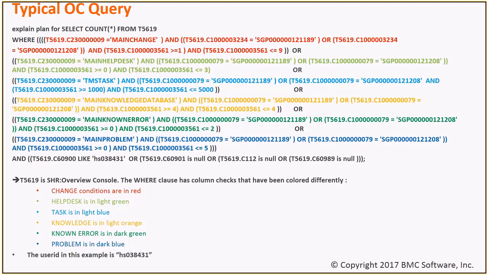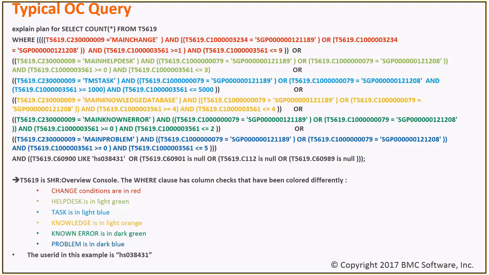In this case, T5619 happens to be the view, the overview console view, called SHR:overview console. And in this case, this particular customer is using change, help desk, task, knowledge, known error, and problem. And this is what their users end up using, and this is what their business use case is. These are the ones that they're using, and I've color-coded them. Basically, change is in red, help desk is in light green, task is in light blue, and so on and so forth. Problem is in dark blue at the end.